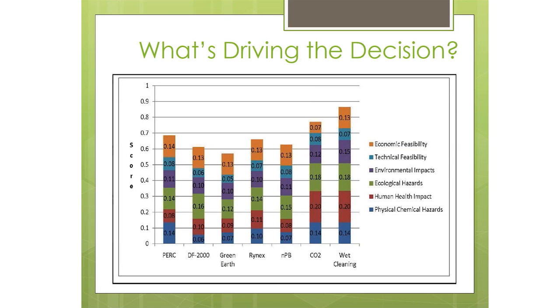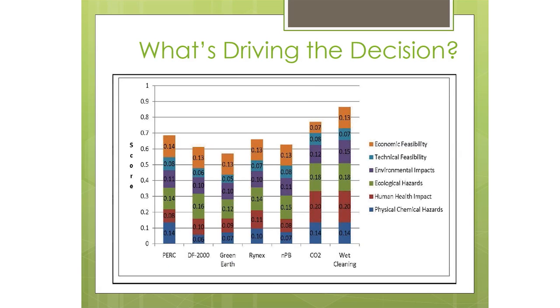Now, this particular example was dry cleaning solvents, garment cleaning solvents. See PERC, Green Earth along the bottom, wet cleaning on the far right. And what this shows you is that you can see what's driving your decision. So you could skew your weights on human health and environment pretty high, and you'd still find that what really drove your decision may be the economic feasibility of wet cleaning and CO2. So wet cleaning, by the way, the taller bar is the better score. Wet cleaning comes out top, even though it's equivalent in ecological hazards, for example, to many of the other options. It is a much better option than the CO2, which is the other preferable option.